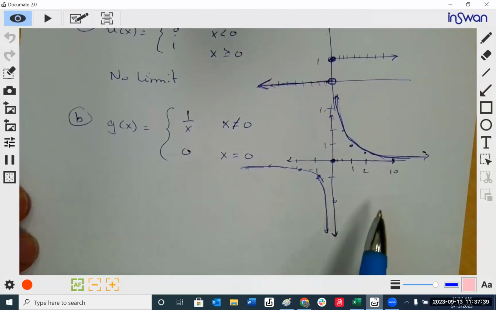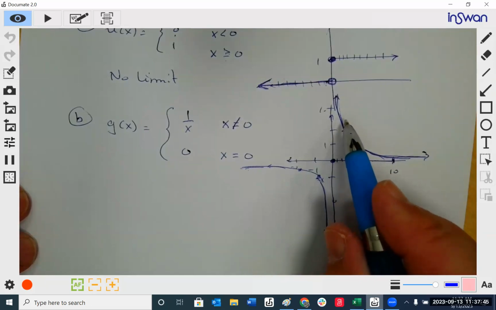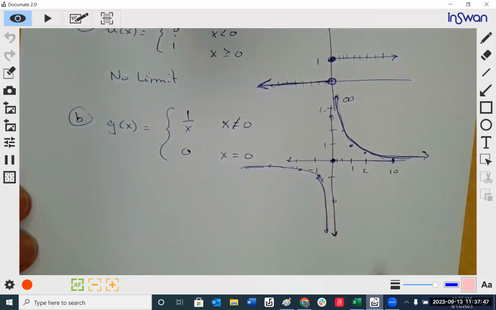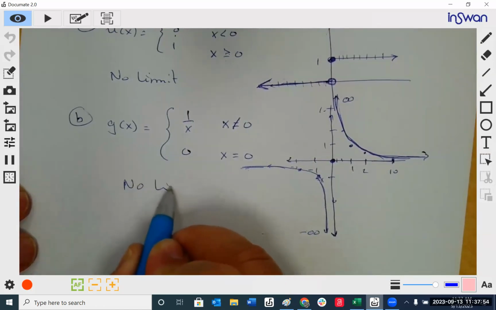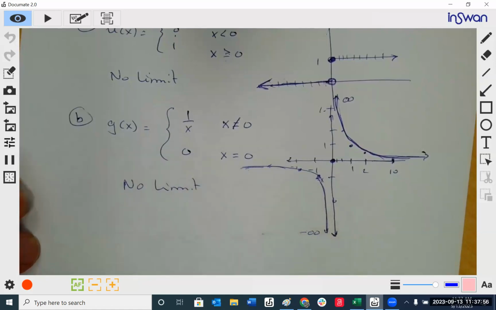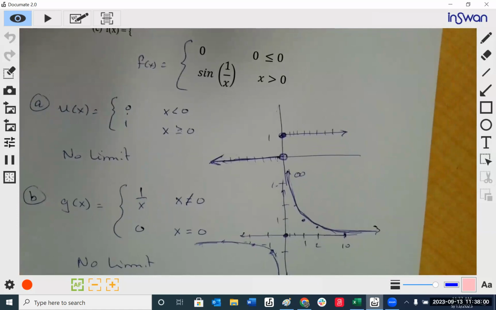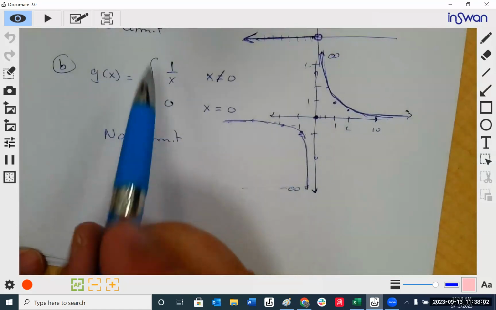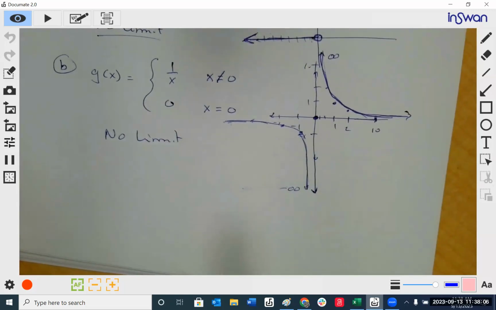So what's the limit as X approaches 0? No, because if I come from the right, where is it going? Positive infinity. If I come from the left, it's going to negative infinity. So no limit. If you have a jump discontinuity like this one, it doesn't have a limit. If you have your end behaviors going different directions, no limit.